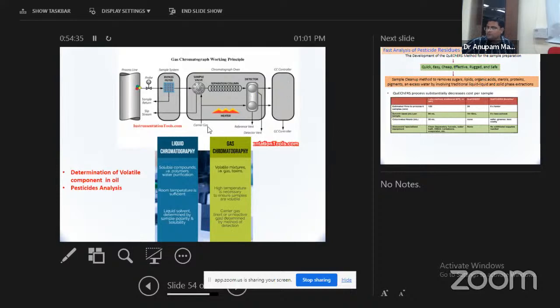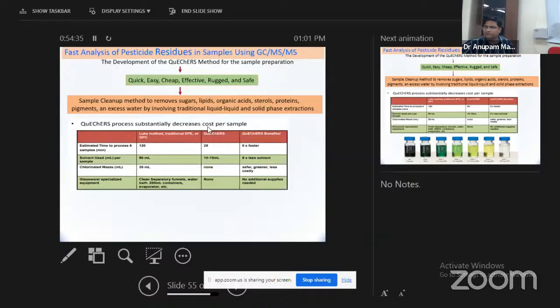So for fast analysis of pesticide residue in a sample using GC or GC-MS/MS, there is a QuEChERS method. The QuEChERS kit is coming. QuEChERS is an acronym, and it means quick, easy, cheap, effective, rugged, and safe method. The QuEChERS kit is a simple treatment kit.